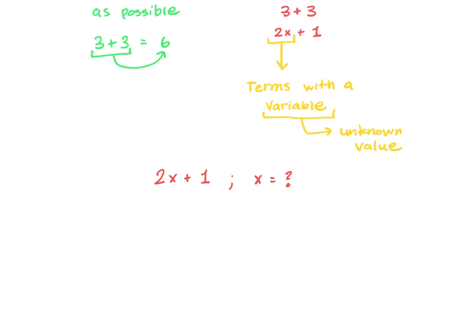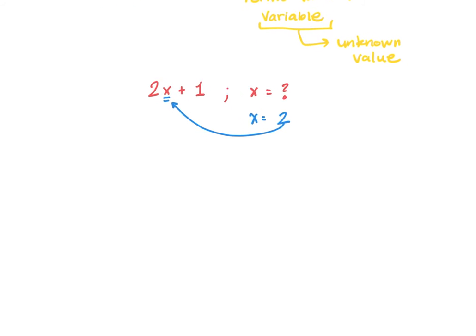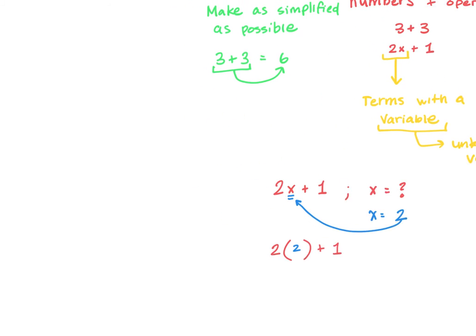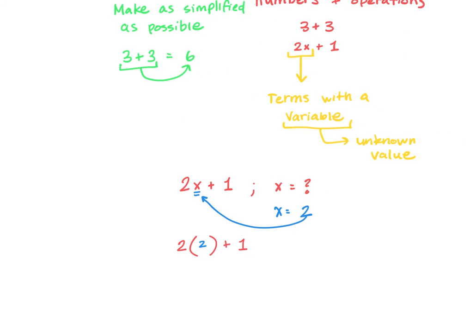So, in this case, just for this example, let's say x, well, that's going to represent 2. So what that means is that now that I know what this value of x is, I can replace that variable with its true value. In this case, we're going to use positive 2. So I'm going to rewrite this expression 2 times 2 plus 1. And now this looks just like our original expression up here, 3 plus 3 equals 6.